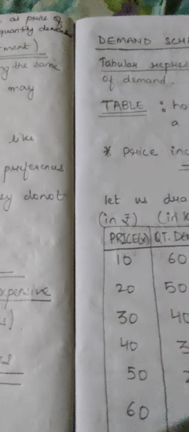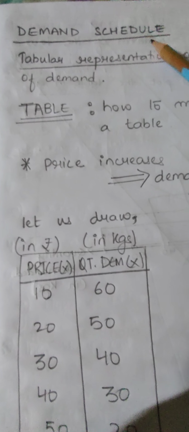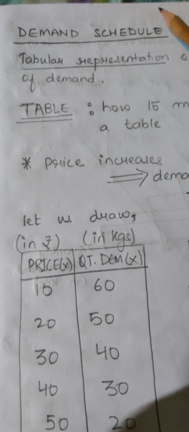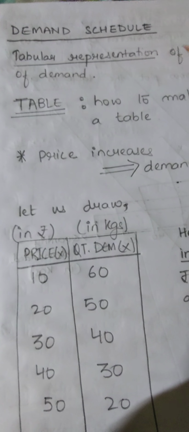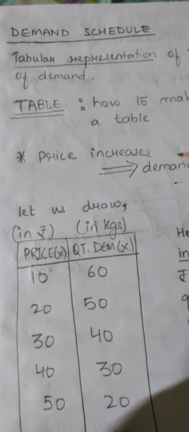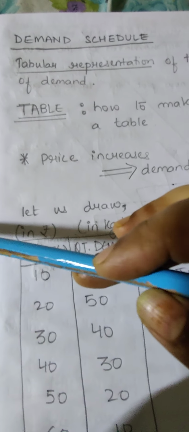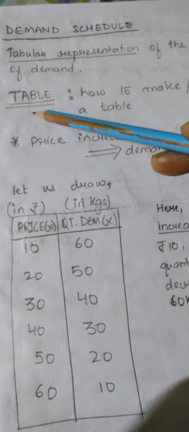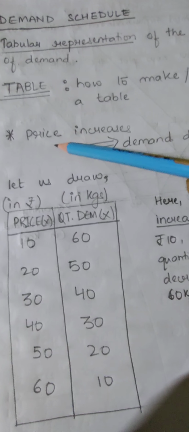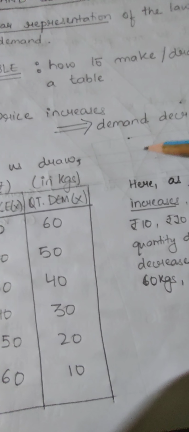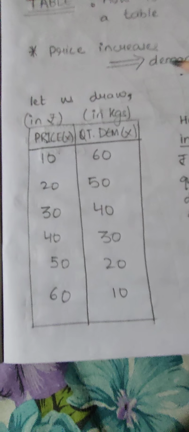Now, after the law of demand, we have the demand schedule. A schedule is a table, a tabular representation of the law of demand. So what we see in a demand schedule is that we represent whatever we have learned in the law of demand in the form of a table. So how to draw a table? We have to keep in mind that as price increases, the quantity demanded will decrease.